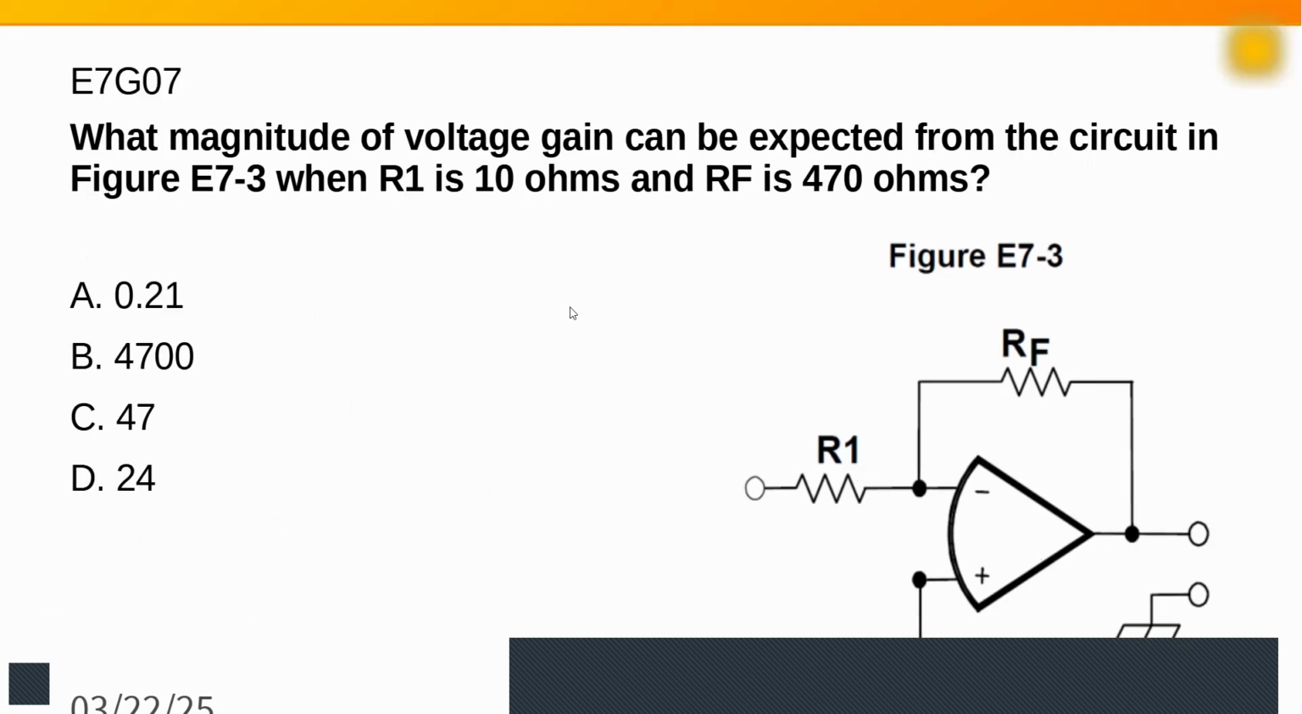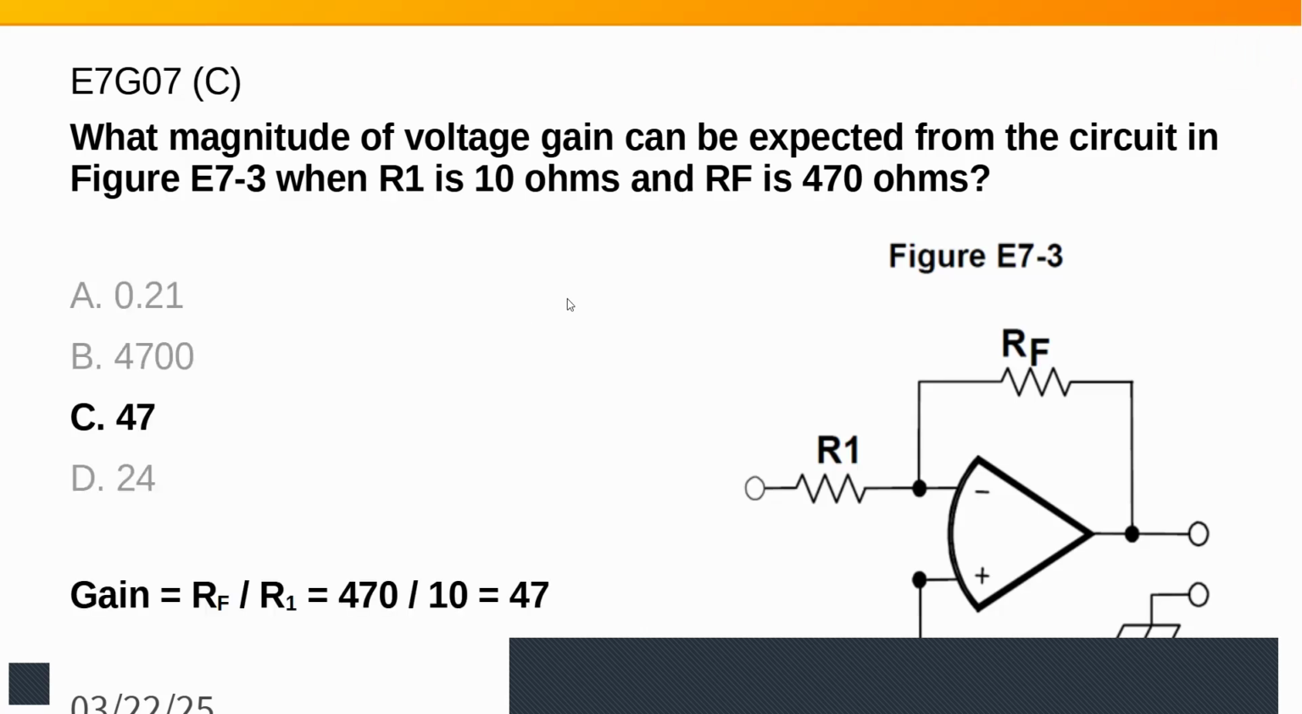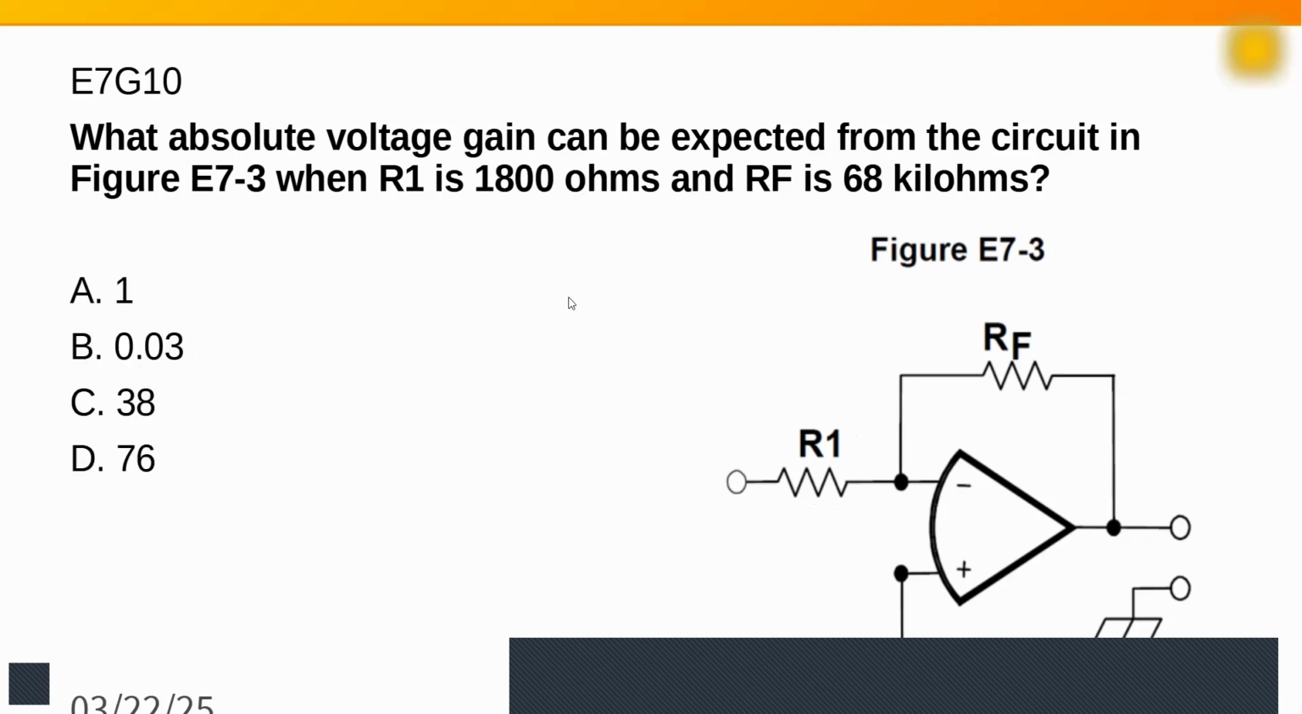Okay, ready for a question? What magnitude of voltage gain can be expected from this circuit when R1 is 10 ohms and RF feedback resistor is 470 ohms? C, Charlie. Charlie sounds good. Pretty hard math. Yeah, you need your calculator, right?